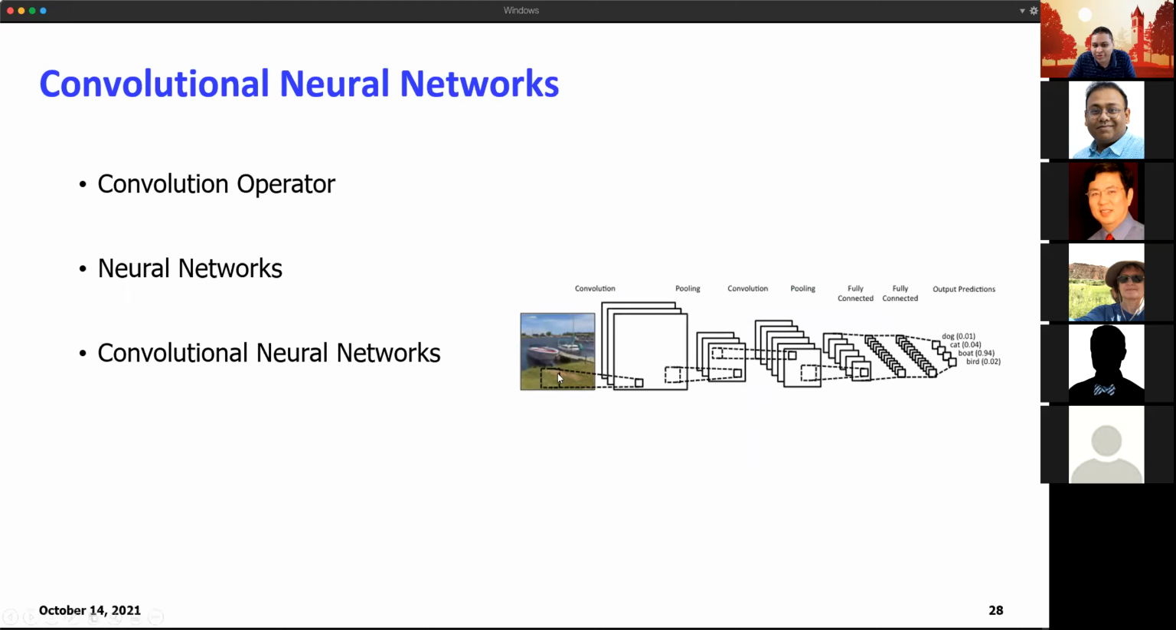So convolutional neural networks essentially have been used for image analysis. So they can be used for image segmentation or identifying objects in an image, etc.